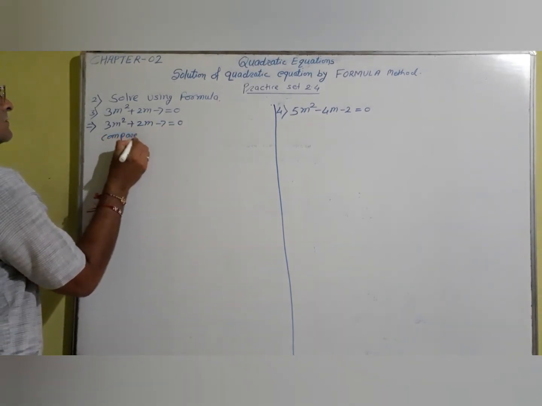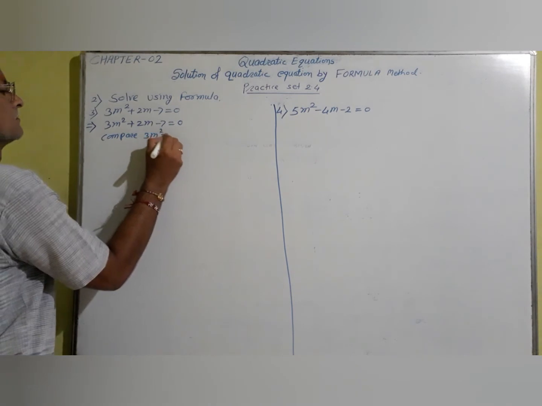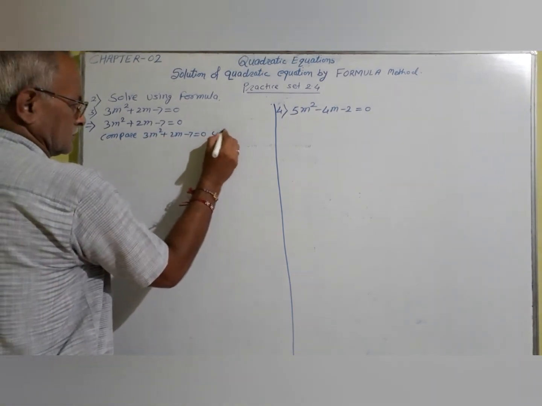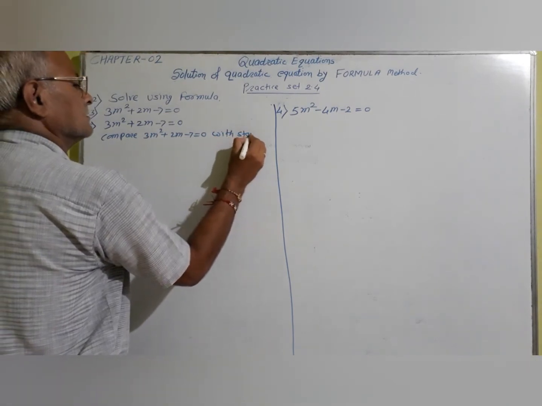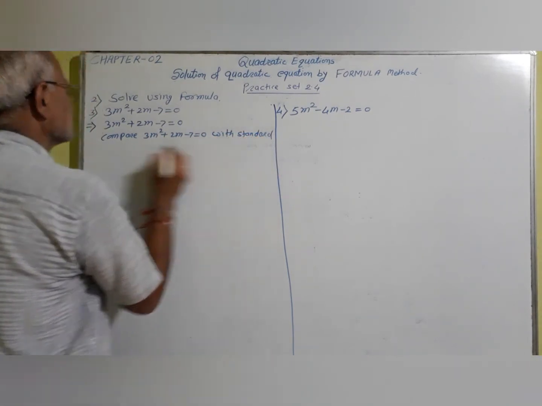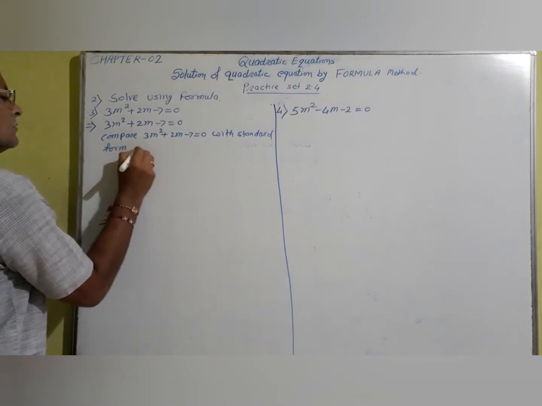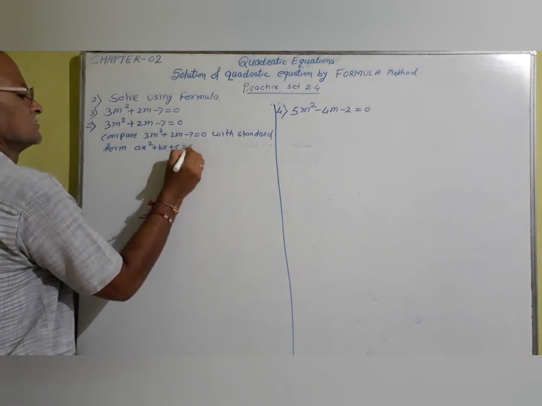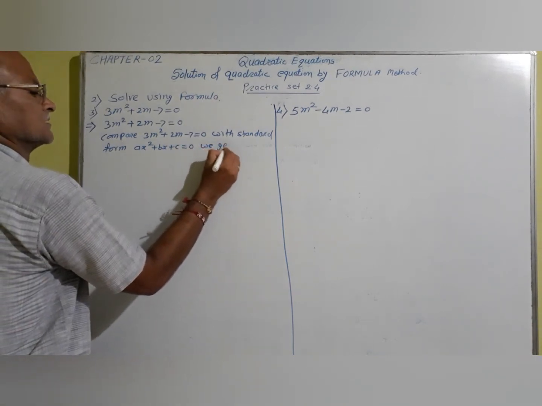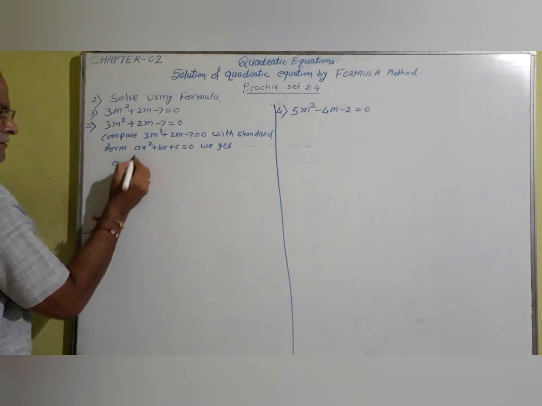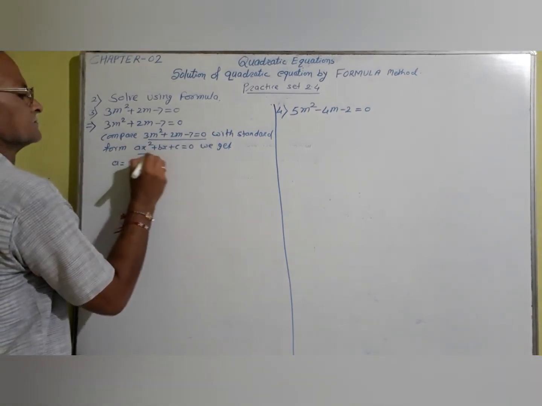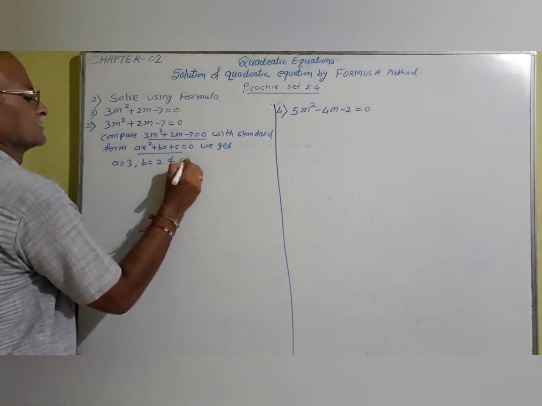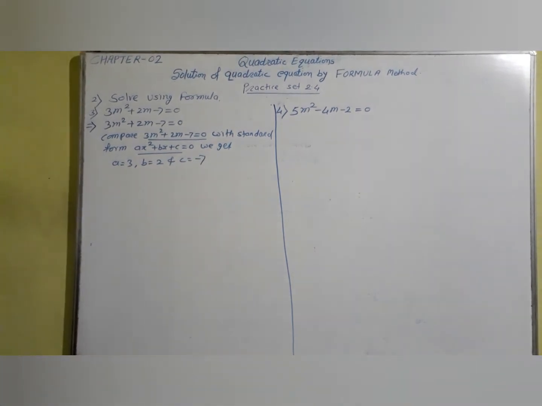3m square plus 2m minus 7 is equal to 0. Compare 3m square plus 2m minus 7 is equal to 0 with the standard form ax square plus bx plus c is equal to 0. We get a is equal to 3, b is equal to 2 and c is equal to minus 7.